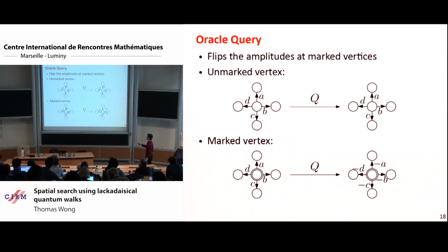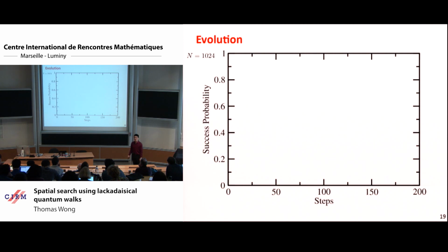So that's it. All you do is apply this phase flip oracle, so the marked vertices get their amplitudes flipped, and then the Grover coin, and then the flip-flop shift, and you just keep doing that over and over. That's it for the search algorithm. So let's see how this searches the complete graph, let's say with 1024 vertices. Let's start with no self loops.